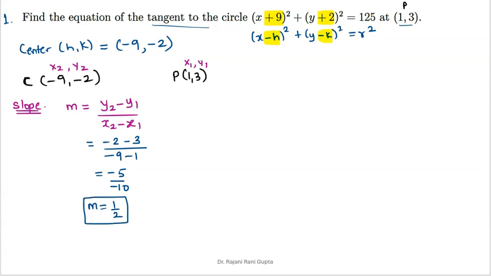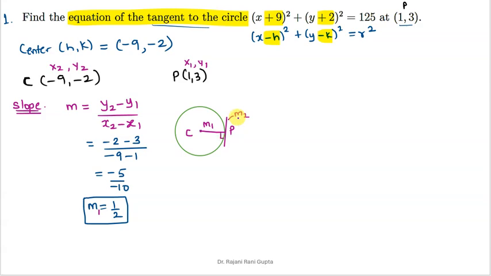So this is the slope of what? To understand this, let's consider this figure again. This is your circle with center C, and this is point P. This m, or let me say m1, is the slope of this radius. Now what I want is the equation of the tangent to the circle. The tangent will be at this point, so we want the slope of this line. Let's say the slope of this line is m2.